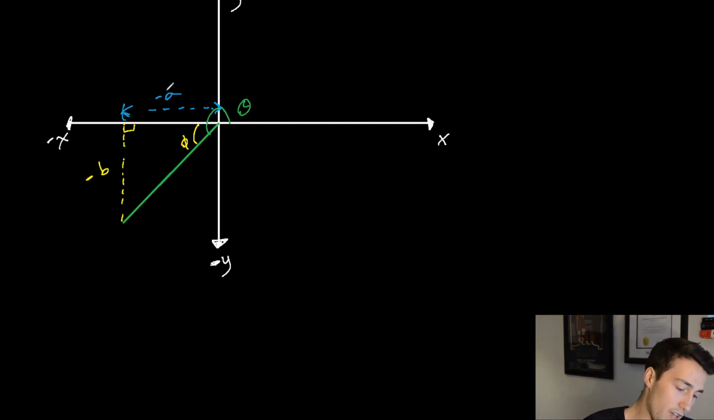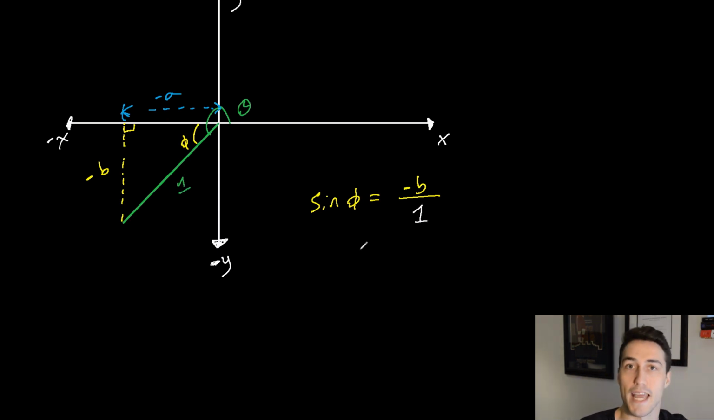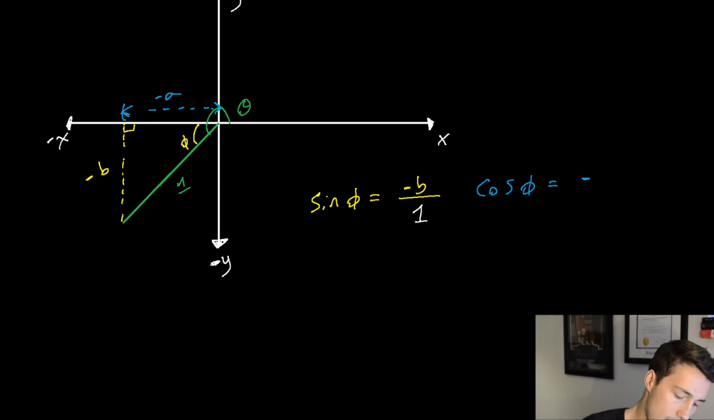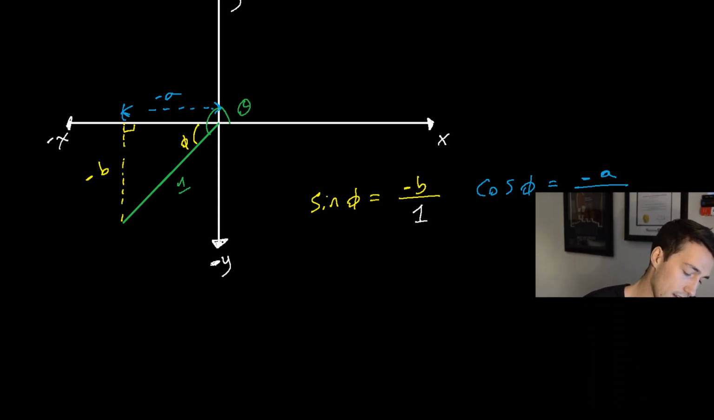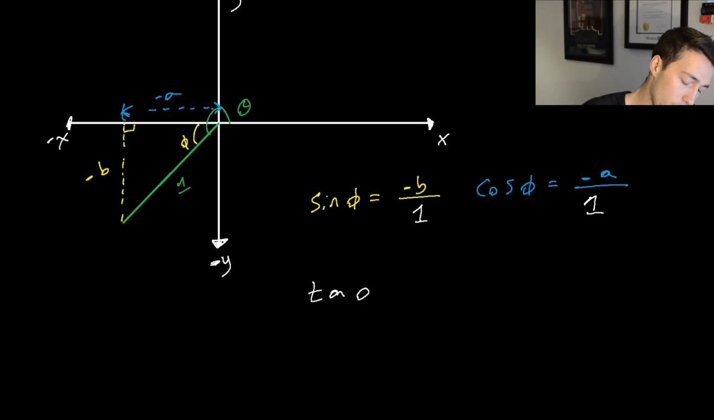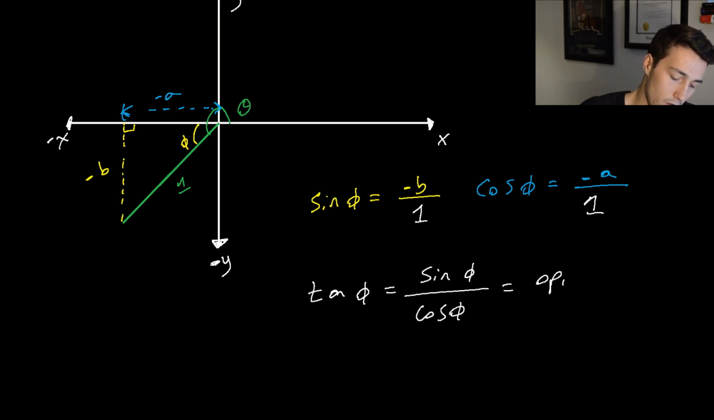So again, if we do sine of phi, that's going to equal negative b over our hypotenuse, and in this case it's going to be 1, just because we don't have any other numbers. So this angle is going to be negative. Now if I do it with cos, we have cos of phi is equal to negative a over our hypotenuse, which is 1. So again, we're going to get a negative angle. And the tan here, well, tan of phi would be sine of phi over cos of phi, which is also equal to opposite over adjacent.